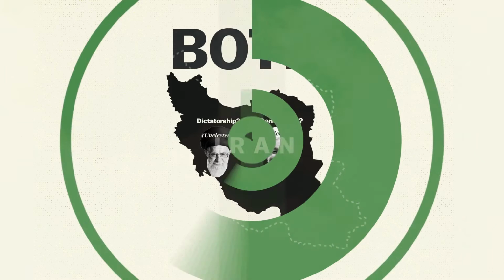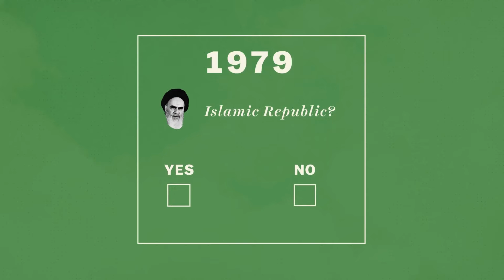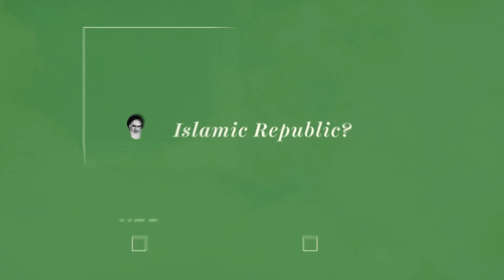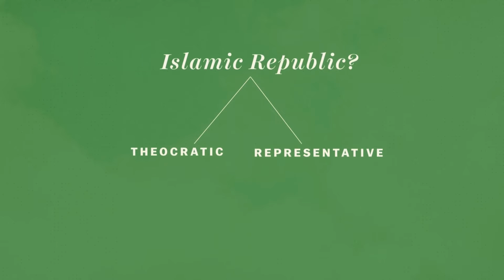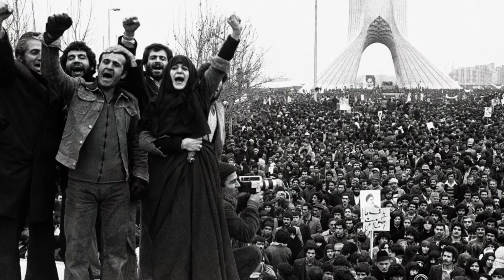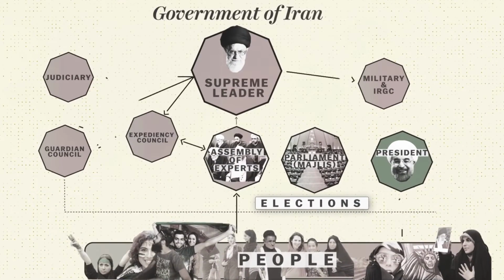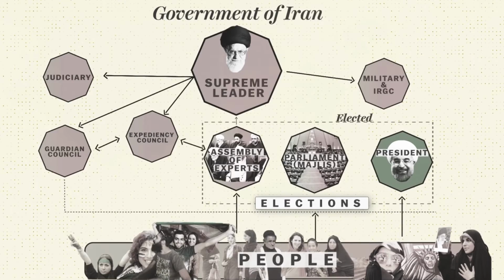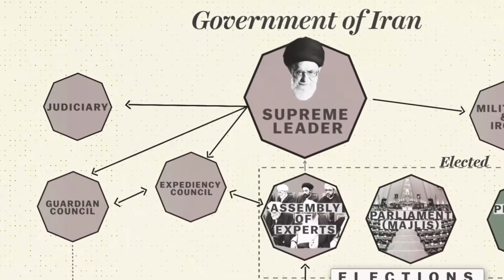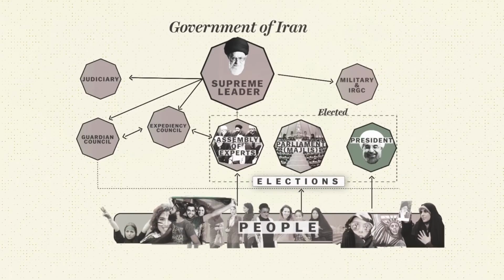Iran as we know it today began with a revolution in 1979, which culminated in a simple referendum that March. Islamic Republic, yes or no? But what is an Islamic Republic? How can a country's government be both theocratic and representative? Iran's revolutionary leaders didn't really know the answer either, and they never agreed, so they ended up creating a government that has these two systems mashed together. Some parts are elected, some are unelected, and they're all tangled together in this kind of mess.